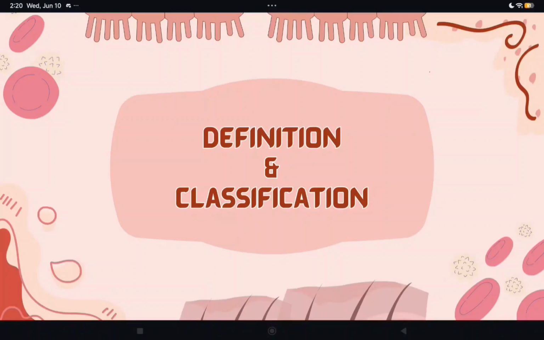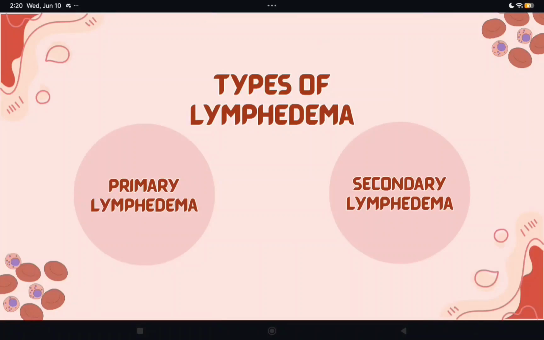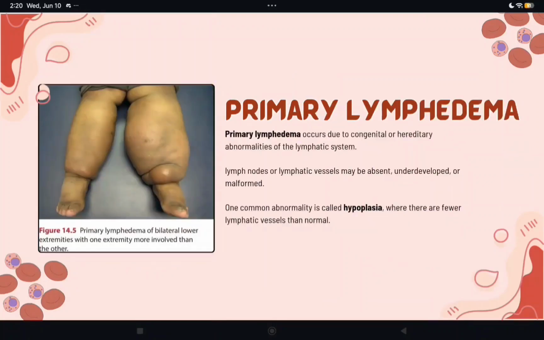Now onto the definition and classification. Lymphedema can be classified into two major types: primary lymphedema and secondary lymphedema. Primary lymphedema occurs due to congenital or hereditary abnormalities of the lymphatic system. In these individuals, lymph nodes or lymphatic vessels may be absent, underdeveloped, or malformed.